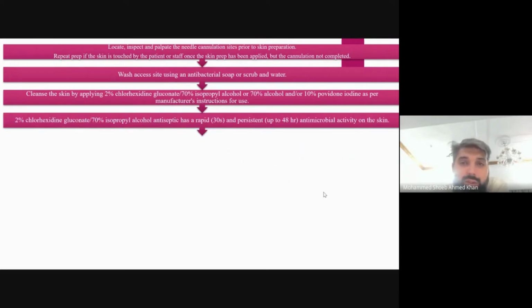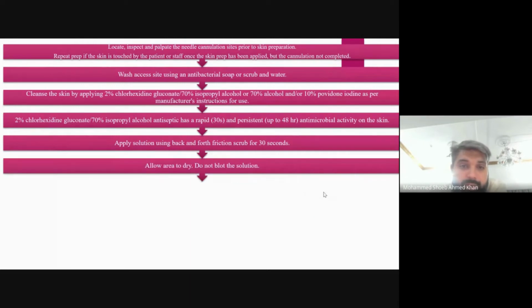These alcohol solutions are quite good, and they have a persistent antimicrobial activity on the skin for up to 48 hours. Because the patient is not cleaning his catheter at home, or the fistula has not been cleaned properly, a regular thorough clean at the dialysis unit can also prevent infections at the fistula site. We need to rub it with friction for at least 30 seconds. Not very hard, but with some amount of friction it should be rubbed.